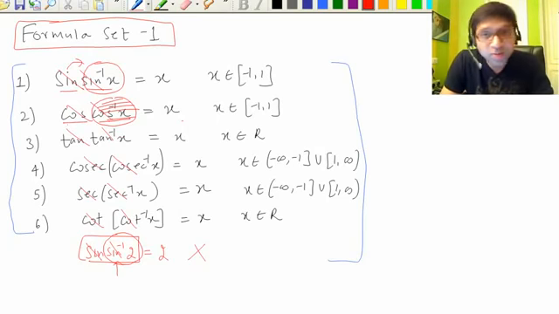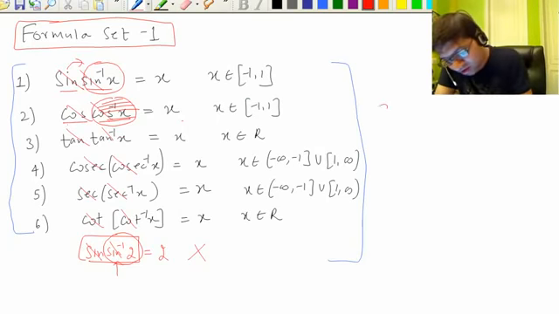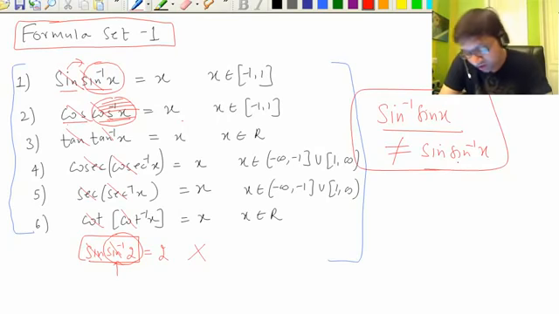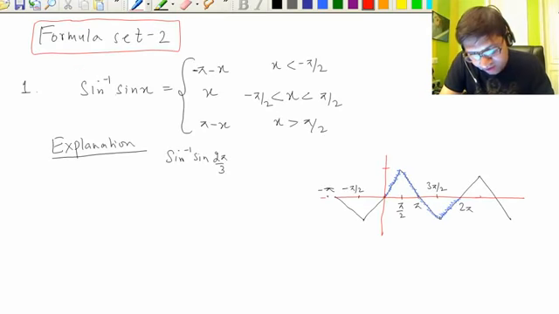Fine. So the other thing you have to take care of is, sine is outside and sine inverse is inside. It is not the same as sine inverse of sine x. This is not equal to sine of sine inverse x. These two are two different things. In the first case sine is inside and inverse is outside. In the other case inverse is inside and sine is outside. So you cannot read them alike. Okay, now move to the next thing, the formula set 2.